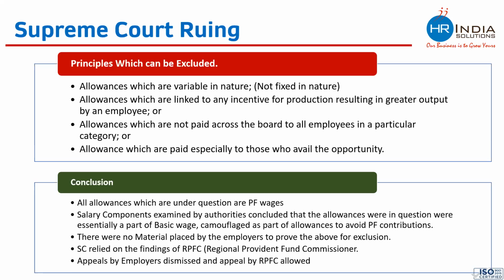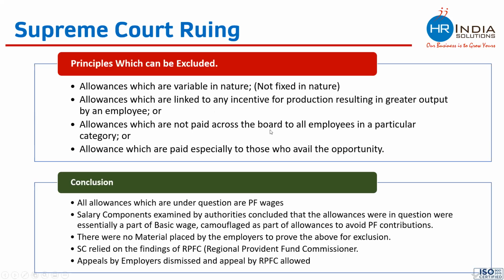If you achieve the targets, you'll get the incentives. So any incentives or variable pay can be excluded from the PF contribution. Allowances which are linked to any incentive for production, resulting in greater output by an employee. Again, they are saying that incentives related to production or performance can be excluded.